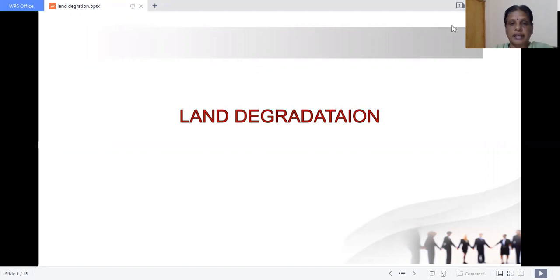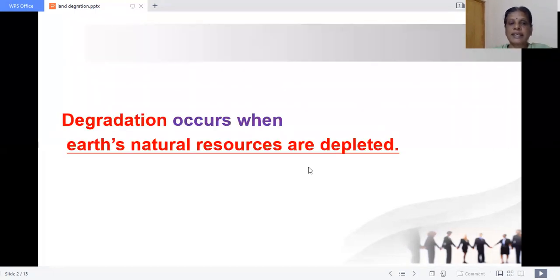Okay, children. Next, what is degradation? First of all, what is degradation? Degradation is depletion of resources. It occurs when Earth's natural resources are depleted. Grade means increasing the quality. Degrade, the quality will be decreased. Opposite to grade, degrade. The quality of soil has been decreased.